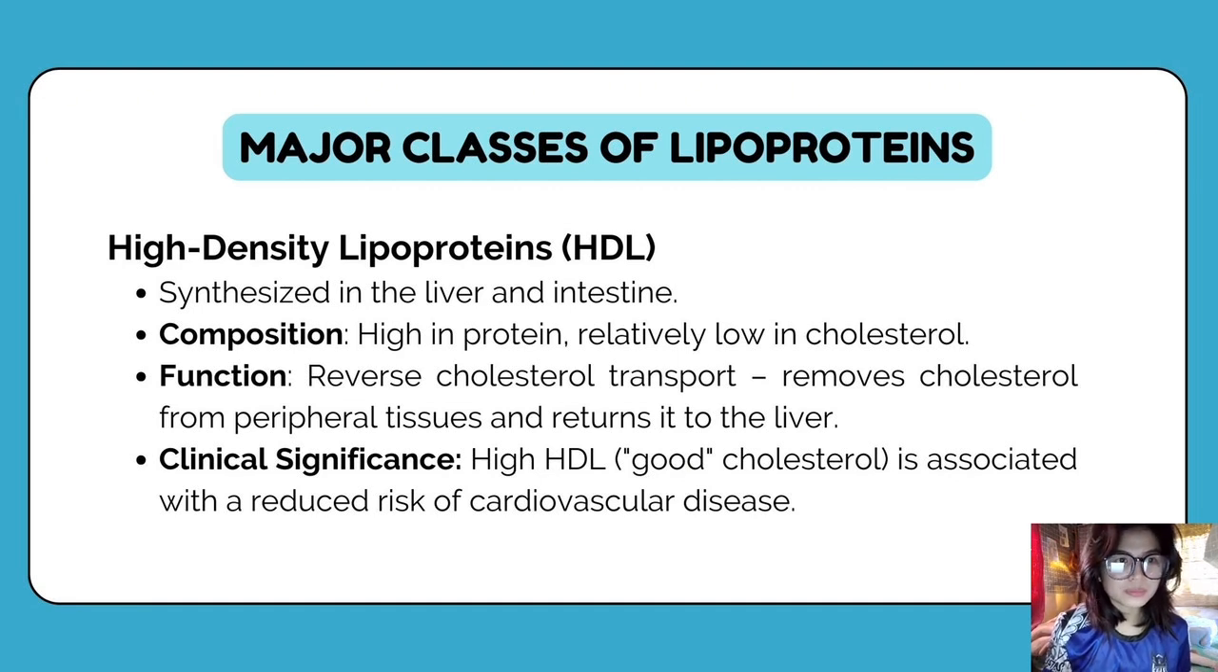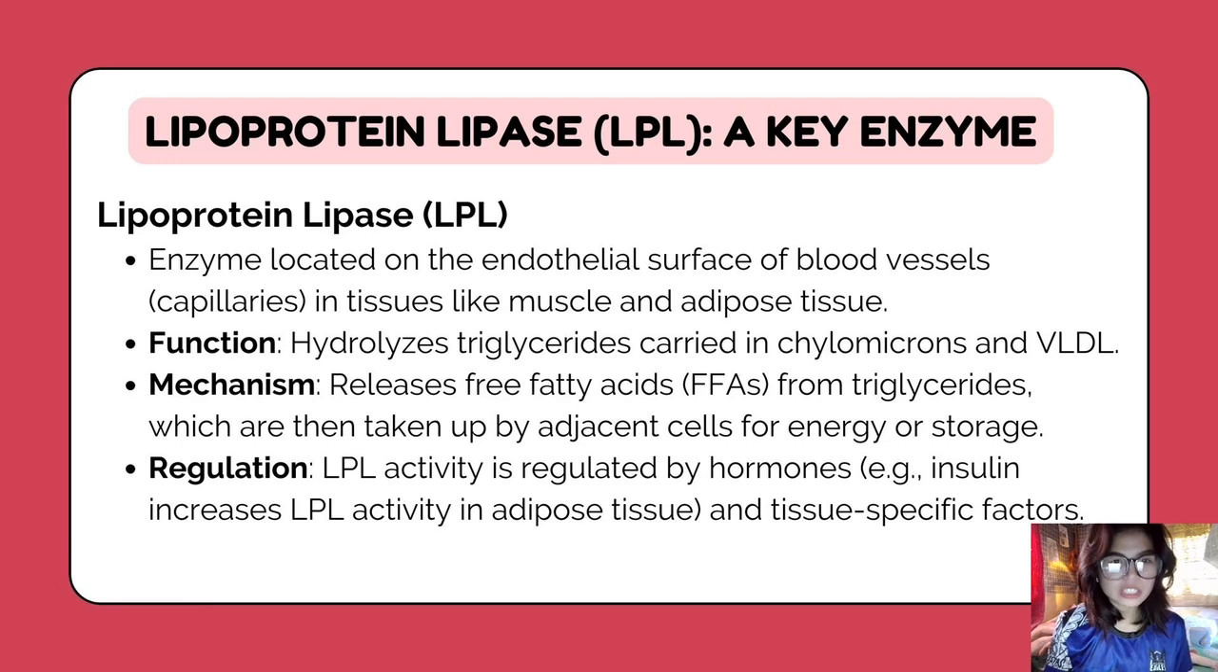This is why higher levels of HDL are associated with a reduced risk of heart disease. Now let's talk about a crucial enzyme in the process, lipoprotein lipase, or LPL. Where is LPL located and what does it do? LPL is located in the inner walls of blood vessels, specifically the capillaries, in tissues like muscle and adipose tissue. Its primary function is to break down the triglycerides carried by chylomicrons and VLDL.